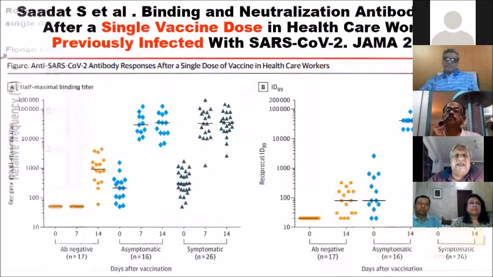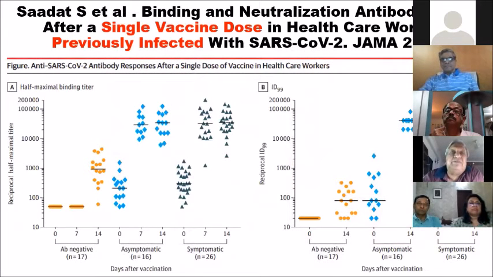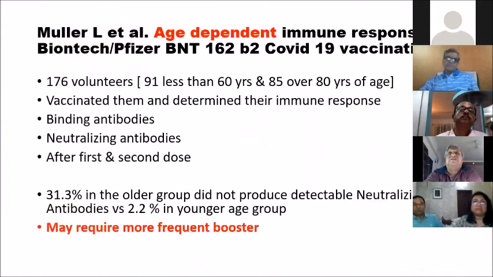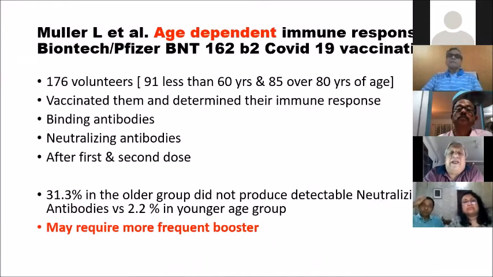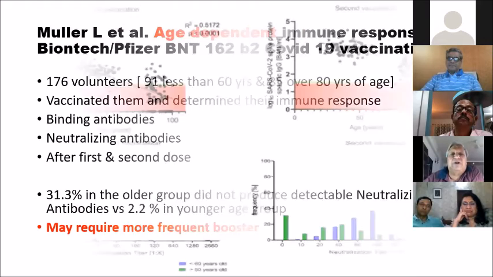This was also seen with healthcare workers who had suffered from asymptomatic infection. When they got one dose, they produced a high level of antibodies, and giving a second dose did not improve the situation. So for those who have been infected once, maybe one dose is enough. It's also seen that antibody production is age dependent. When it was given in the elderly, those less than 60 responded very well after the second dose, but 31% of those over 80 years did not respond as well.